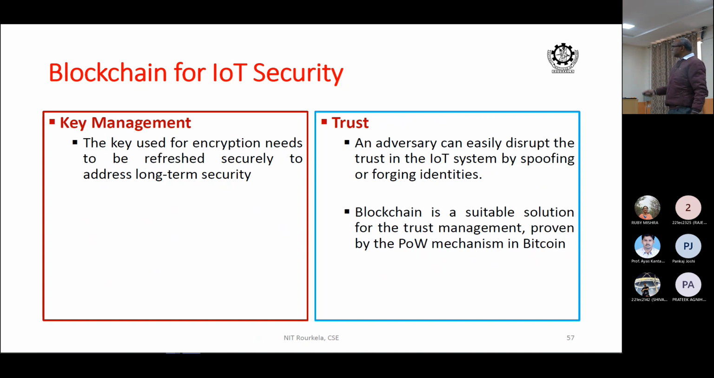Then trust: any adversary can easily disrupt the IoT system. He can install many devices, and the trust of the system can be disrupted. An adversary can easily disrupt the trust in the IoT system by forging or spoofing identities. Blockchain is a suitable solution for trust management, and we have seen the proof of work.